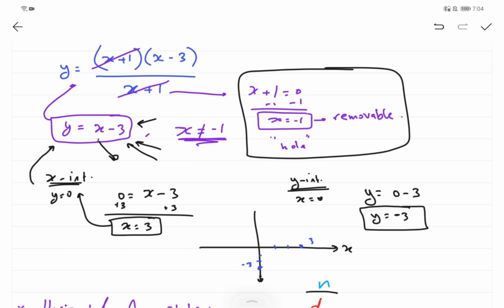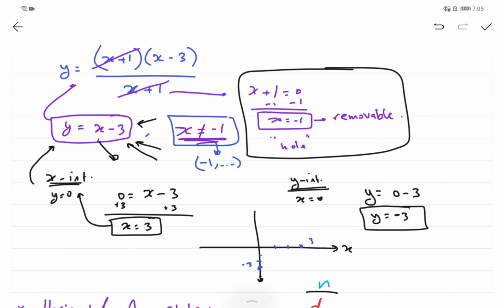But remember, this is not any line. This is a special line with a restriction. We have a restriction here, which is x can't be -1. Now we need to know the point where there will be a hole on it. So the coordinates of this point are -1 and something.